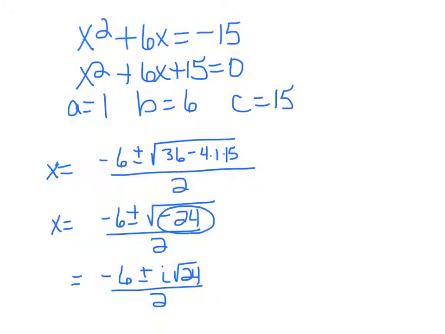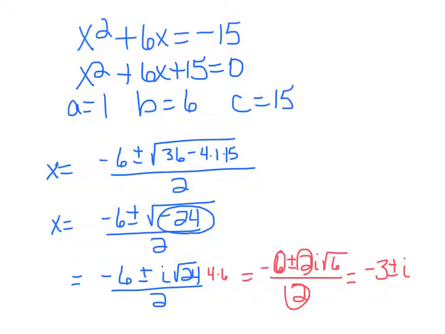The 24 needs to be simplified. We know that 24 is actually 4 times 6, and the square root of 4 is 2. So we can say negative 6 plus or minus 2i, and the 6 stays underneath the radical, and all that is over 2. Now because this 6 right here, and this 2 and this 2 all reduce by 2, we'll reduce that to negative 3 plus or minus i times the square root of 6, and that is the final answer.